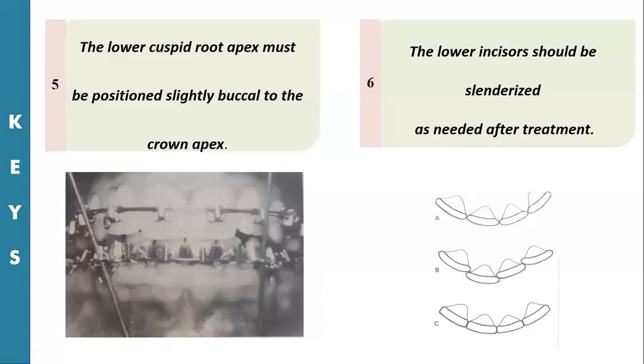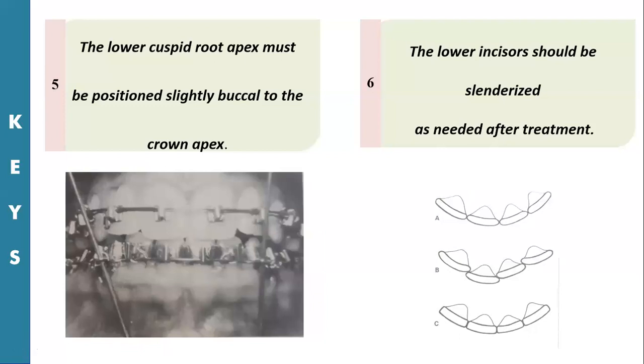What was the first one? The APOG line. Yes, it has to be on the APOG line, or it is allowed to be 1 mm in front of it. Then what was the second one? The roots of the lower incisor should be distally diverging. Yes. What was the third one?